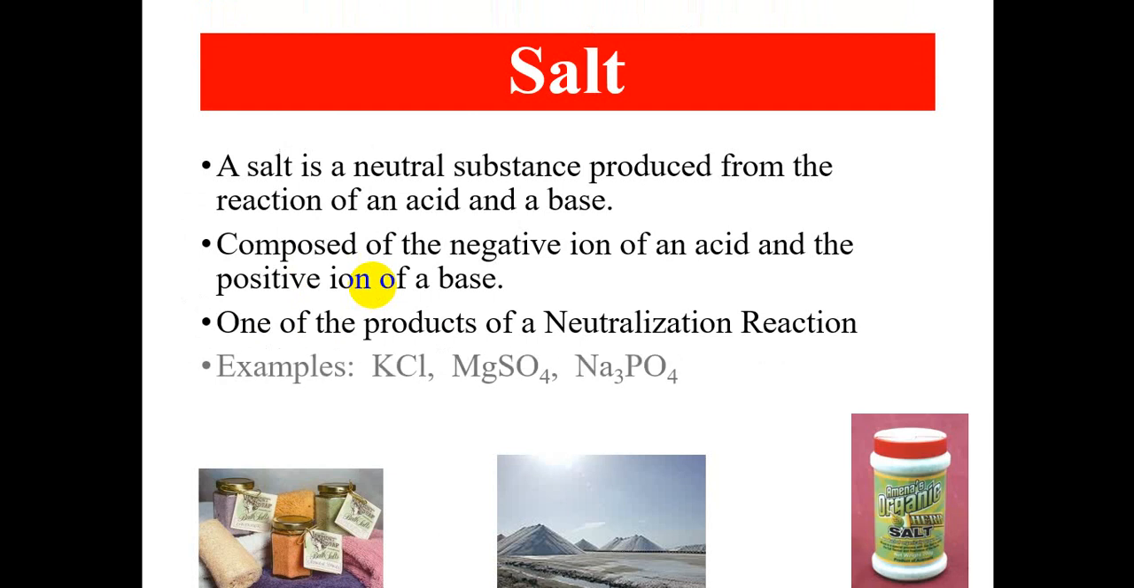So a salt is a neutral substance produced from the reaction of an acid and a base. It's composed of the negative ion of an acid and the positive ion of a base, like I've earlier explained. One of the products of a neutralization reaction is salt. Examples of salts are sodium chloride, potassium chloride, magnesium sulfate, sodium phosphate.